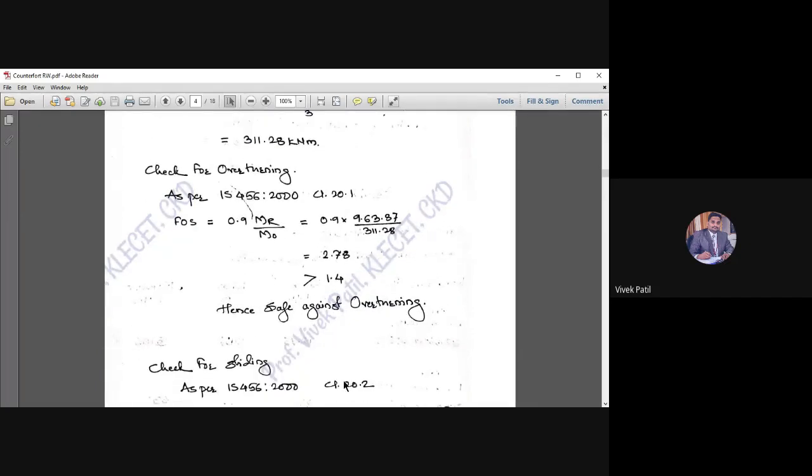Now the check for sliding will be as per IS 456-2000, clause number 20.2. Who will be reading for me 20.2?